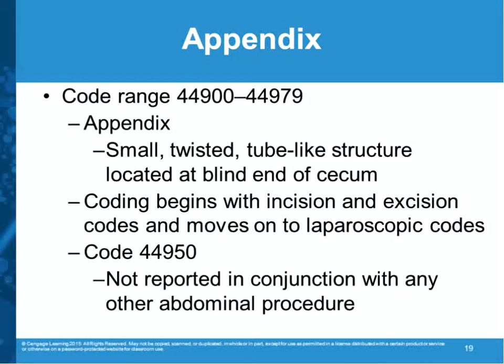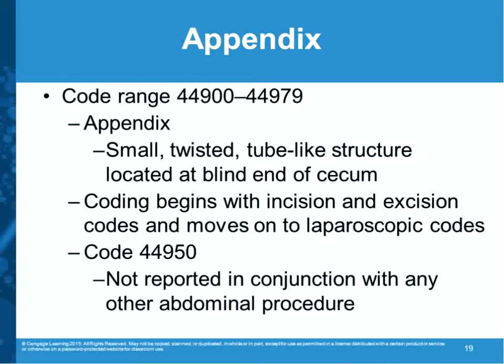All right, after that, we move to our appendix. Everybody knows they always tell you they really don't know what the real purpose for your appendix is, but we have an appendix and we can have procedures on that. A common one we got under our appendix, we got one code for your incision, a 44900 for abscess of your appendix. But a very common procedure falls in our excision section, that's your appendectomy.